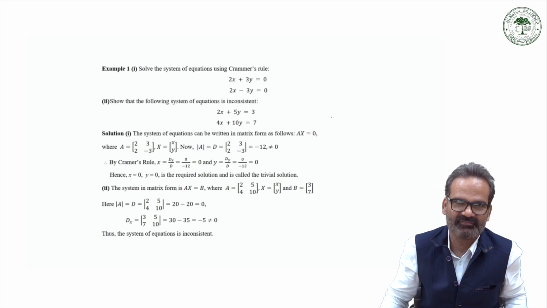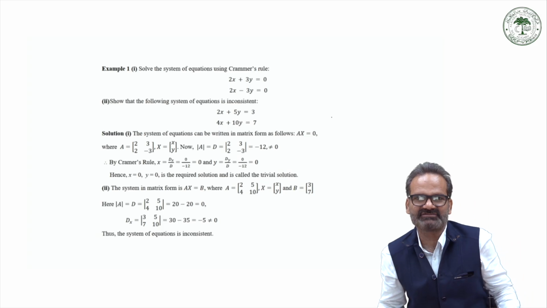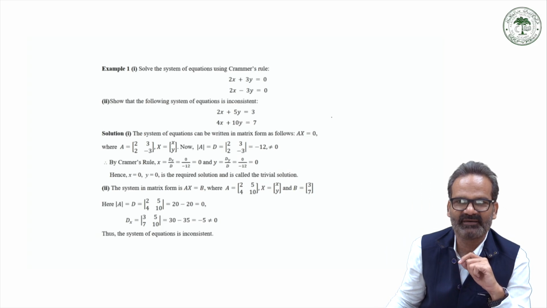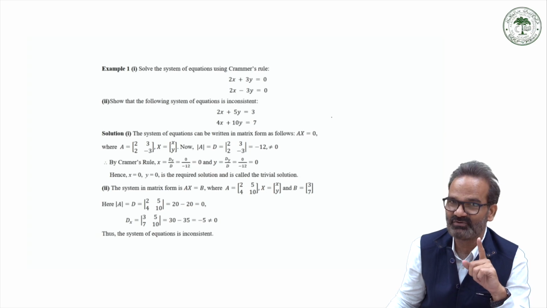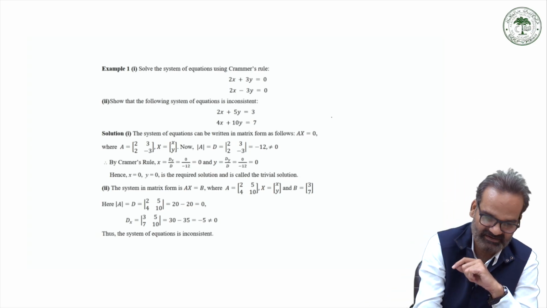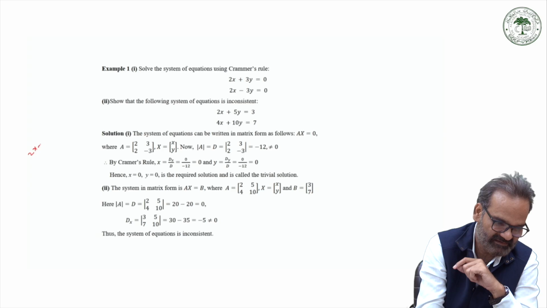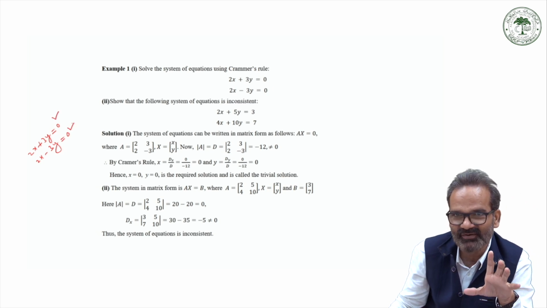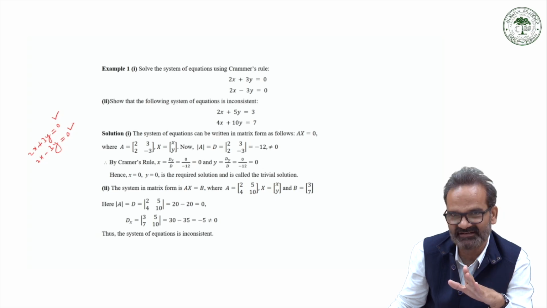Solve the system of equations using Cramer's rule: 2x plus 3y is equal to 0, 2x minus 3y is equal to 0. Look at these two equations carefully. The terms on the right hand side are all 0. So this system is homogeneous.